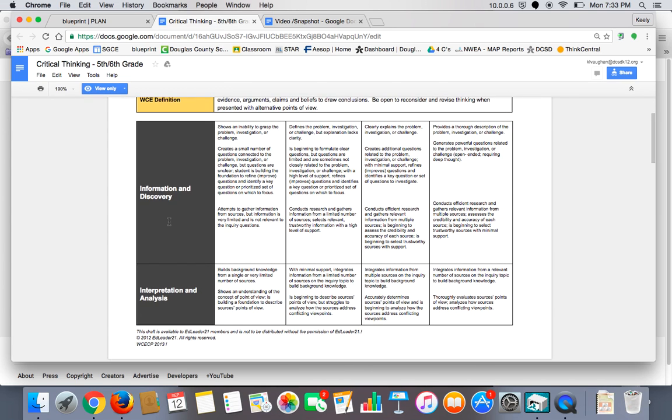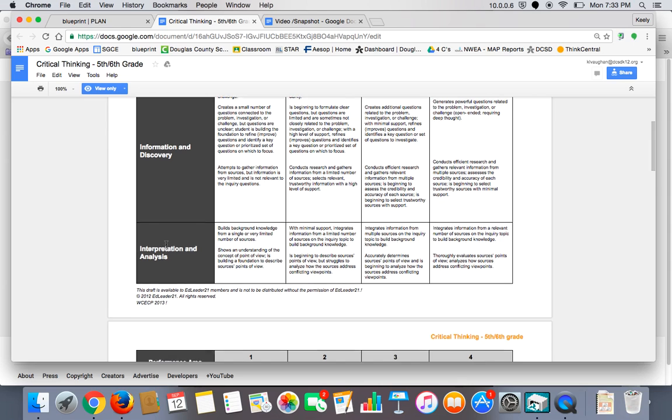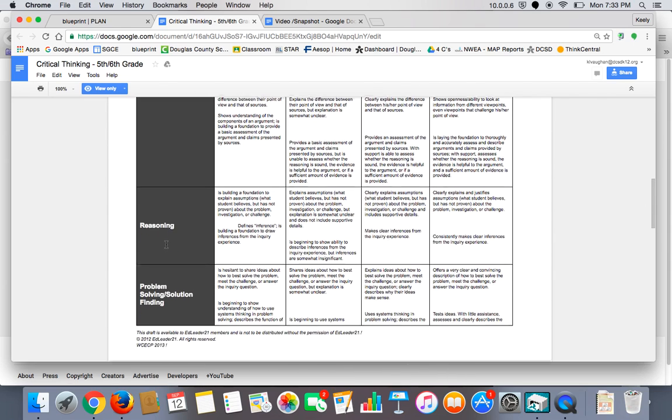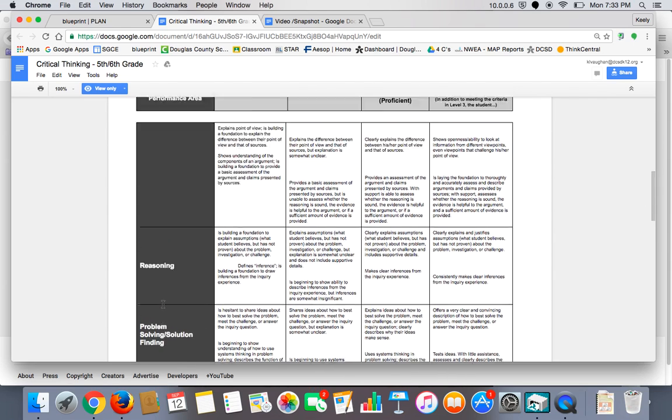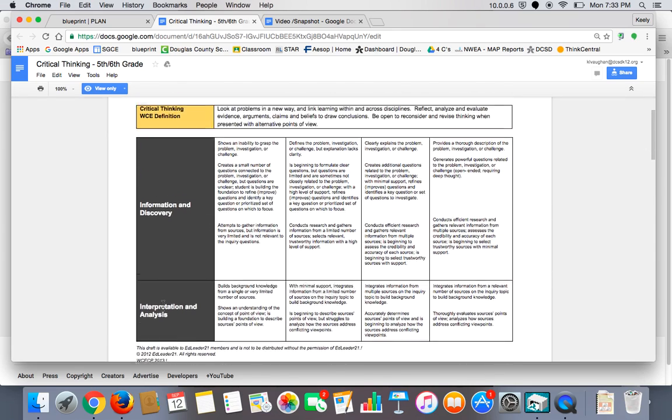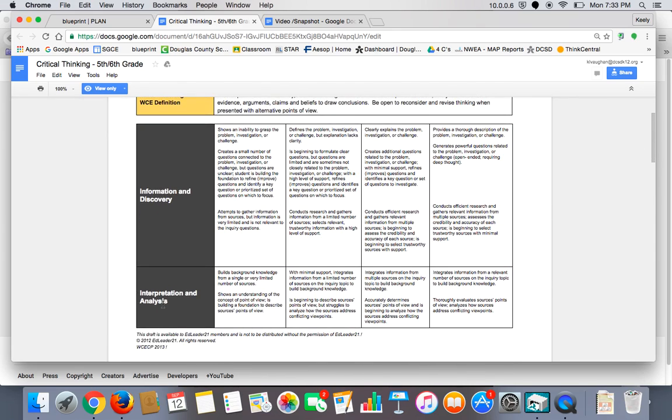The cool thing about the 4C rubrics is that it's broken up into major categories. On the left-hand side in these gray boxes, I have information and discovery, interpretation and analysis, reasoning, and problem solving and solution finding. So again, I want to think about what it is I'm exploring. I'm exploring veterinary medicine and how treatment in canine cancer is affecting the systems of those dogs in the hopes that I can develop something new.